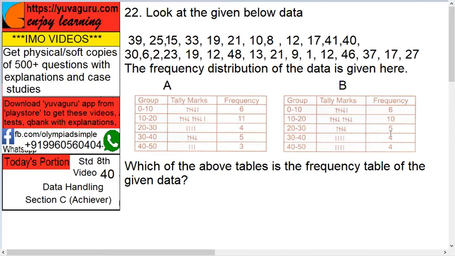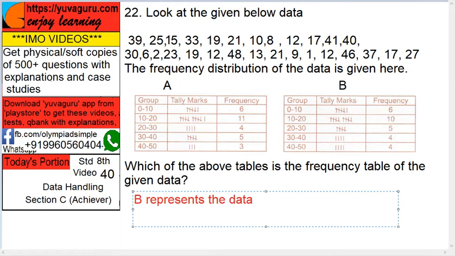But check for the remaining also now. 30 to 40. You can check there are 4. 40 to 50. You can count them. There are again 4. Now last come to 10 to 20. There are, just count these. There are 10 elements which are of 10 to 20. So the answer is B represents the data.